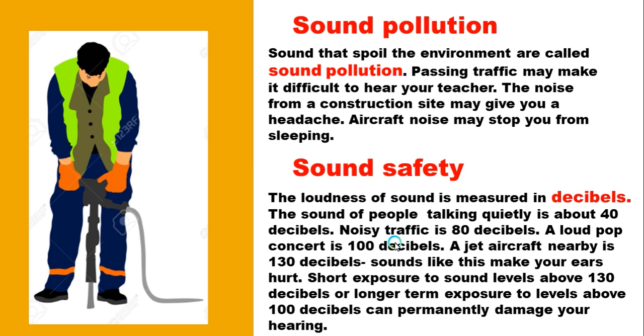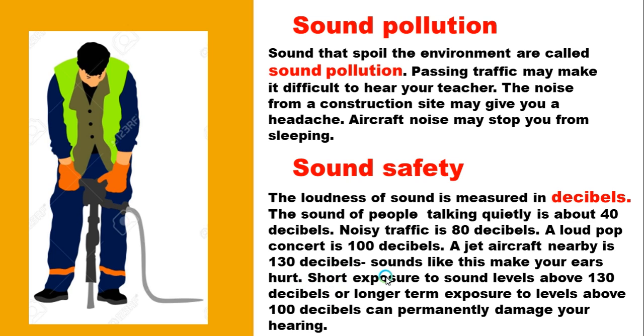The loudness of sound is measured in decibels. The sound of people talking quietly, whispering, is about 40 decibels. Noisy traffic is 80 decibels. A loud pop concert, like a large gathering, is 100 decibels. A jet aircraft nearby is 130 decibels. Sounds like this make your ears hurt. It's not good for the ear.